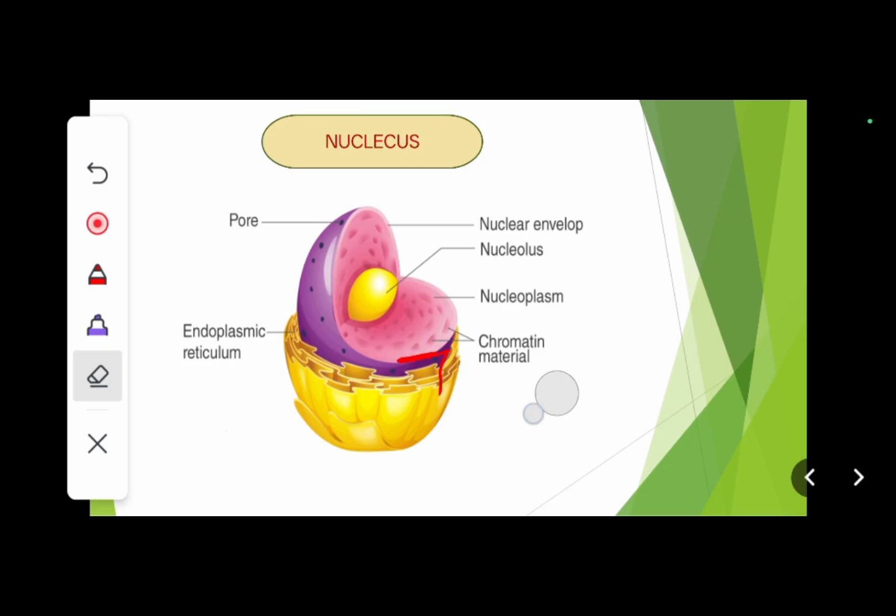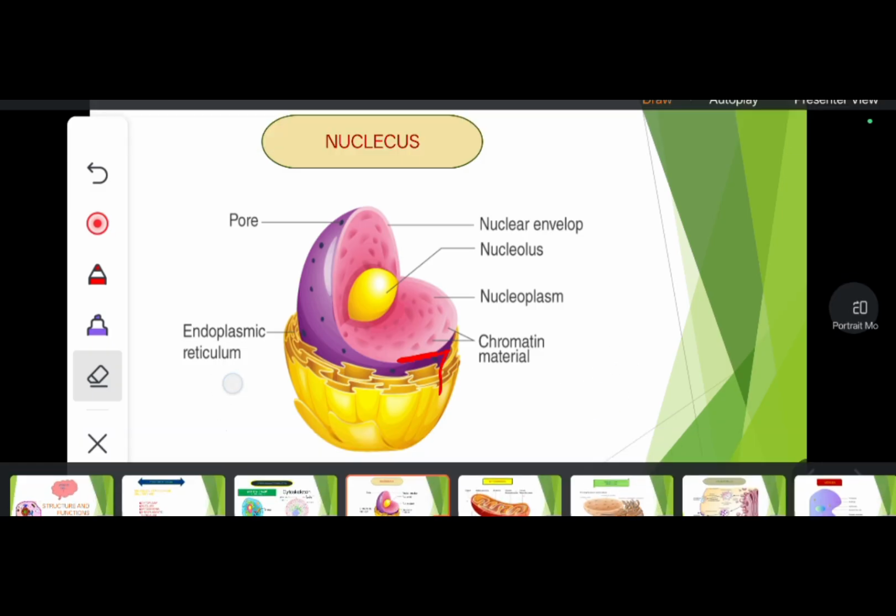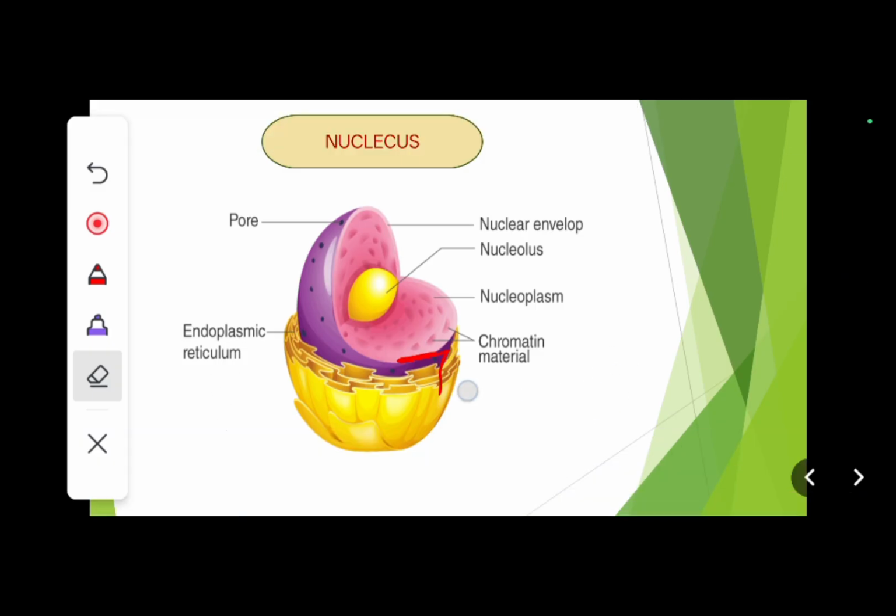Then the chromatin material is present inside the nucleoplasm. This chromatin material comes from our parents. It is stored in the nucleoplasm. Okay, the nucleolus is important for the formation of ribosomes here.